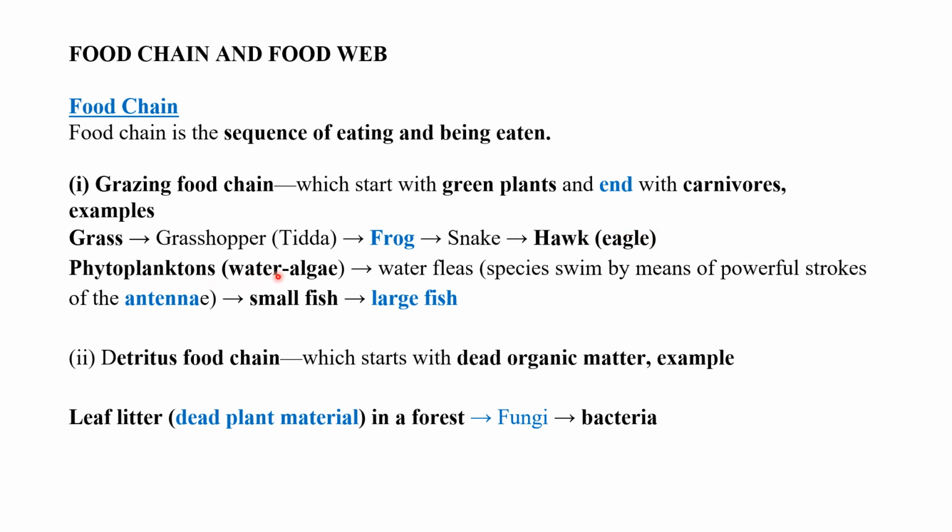Similarly, in the case of phytoplankton, it is taken by water fleas, a species that swims by means of powerful strokes of the antenna. It is eaten by small fish. A small fish is eaten by large fish. So that is how the food chain works. We can also see the detritivore food chain, which starts with dead organic matter. For example, leaf litter, dead plant material in a forest, is eaten by fungi and then bacteria. So these are the food chains.